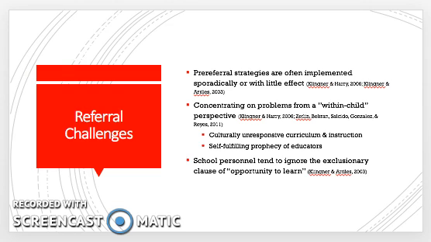And finally, this is kind of tied into the last point, school personnel tend to ignore the exclusionary clause of opportunity to learn. So for students to be diagnosed with a learning disability, we need to exclude that students didn't have an opportunity to learn. And opportunity to learn for English language learners would include a classroom that is responsive to their specific needs.